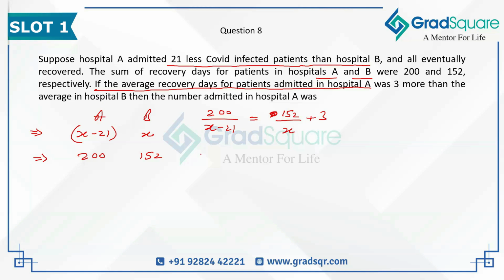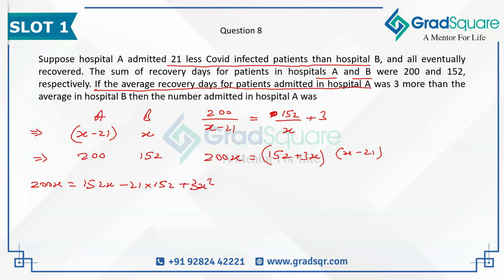Right. So if you go further and look at this, it is going to be 200x equals 152 plus 3 times x, multiplied by x minus 21. So this is what you are going to get. Let's try and solve this equation a little bit more. 200x equals 152x minus 21 into 152. Then we will have a 3x square, and then a minus 63x over here.